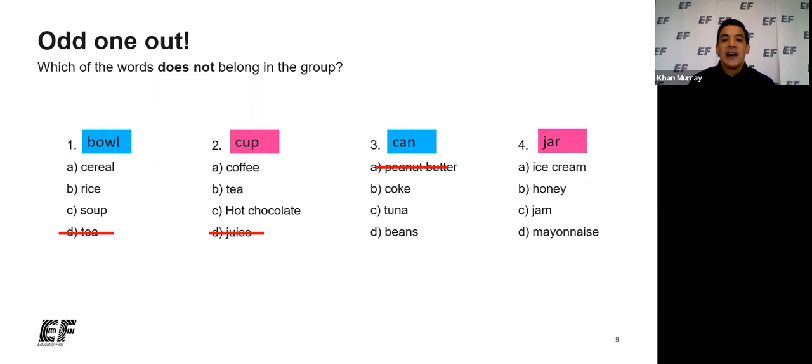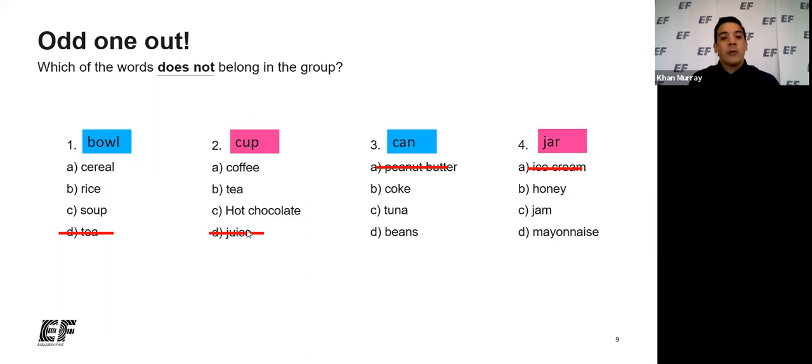Okay, so a jar, do we have the words here? Ice cream, honey, jam, and mayonnaise. Okay, so which one is the odd one out? If you don't know what mayonnaise is, it's kind of like tomato sauce or ketchup, but the white color. Okay. All right, most people have got this one right. Definitely, we do not have a jar of ice cream. That would just be too ridiculous. Very good. So, well done.